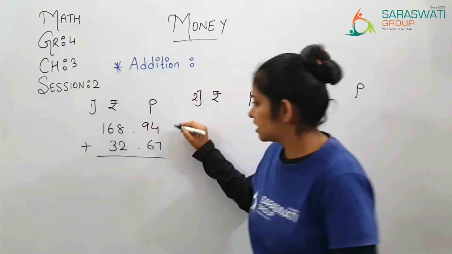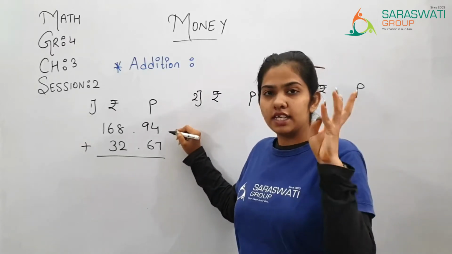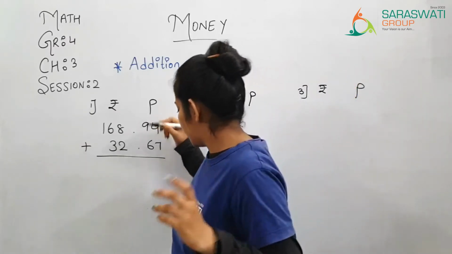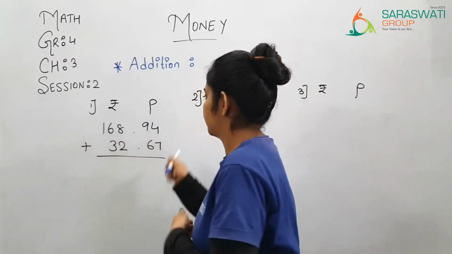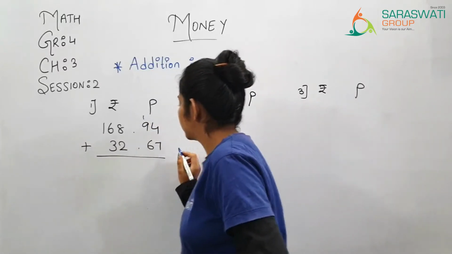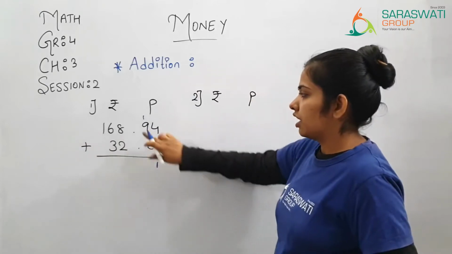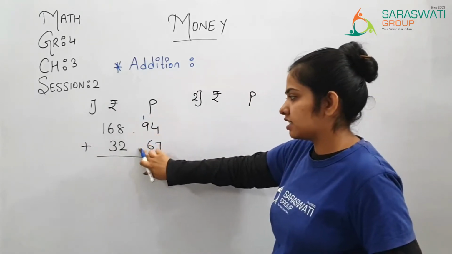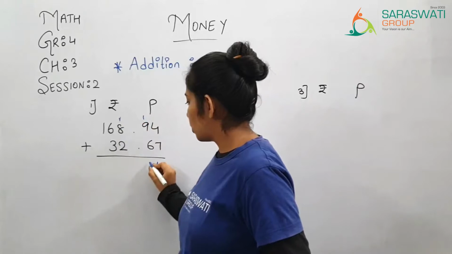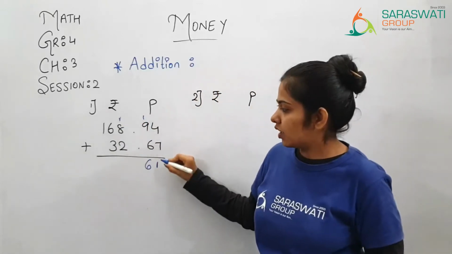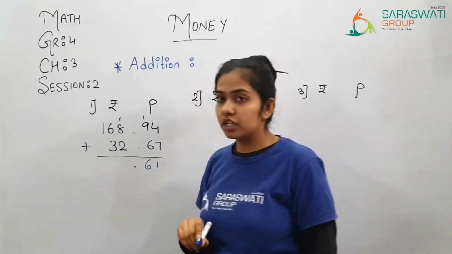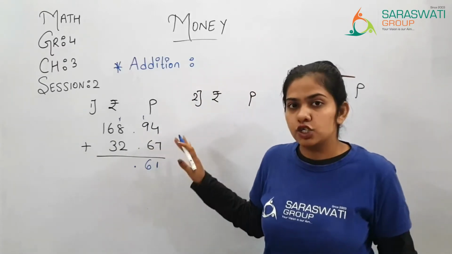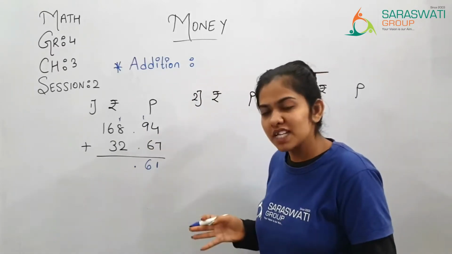We are supposed to add this: 7 plus 4, 8, 9, 10, 11. 1 carry and 1 over here. 9 plus 1, 10 plus 6, 16. So again 1 carry and 6. Now we have completed this part, so we will put a point over here, as you can see, to differentiate between rupees and paise.